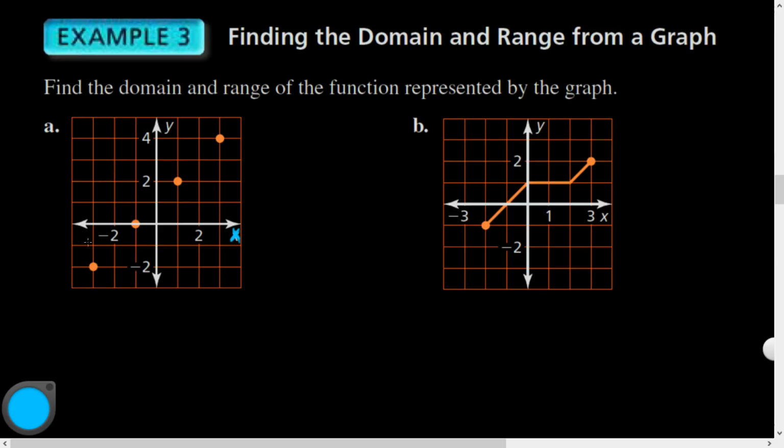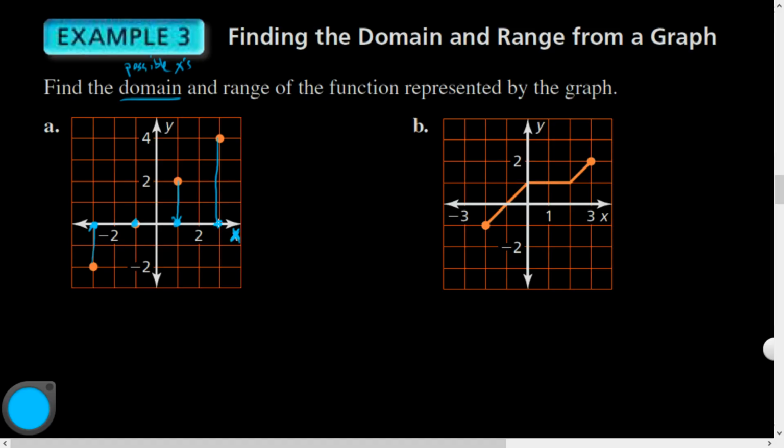So the x-axis is the input. If I want to find the domain, which is possible x's, the way you could think about that is, what if I smushed all of these points down to the x-axis?